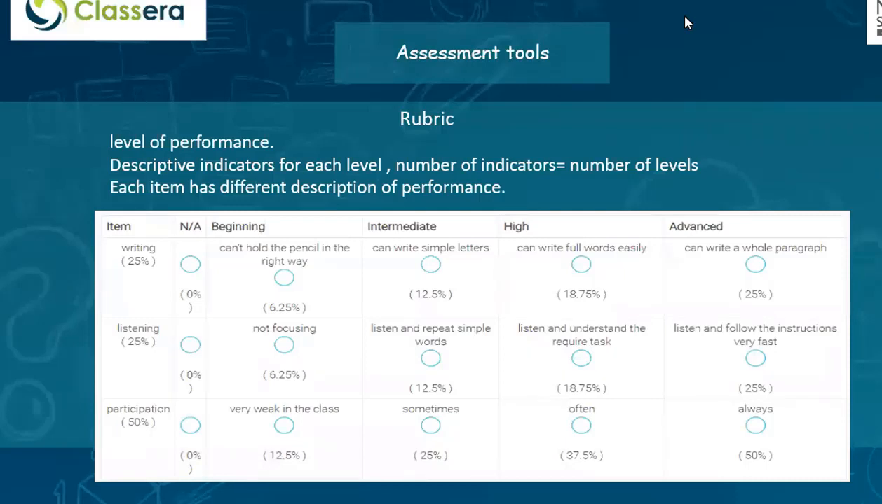We can assess at any time before, during, or after we assess the performance. 25 divided by 4, then multiply in the level number. Okay, for this equation, again, I take the weight of the item, then divided by the level of the performance. So I have here 4 levels, so it will be 25 divided by 4 equals 6.25.